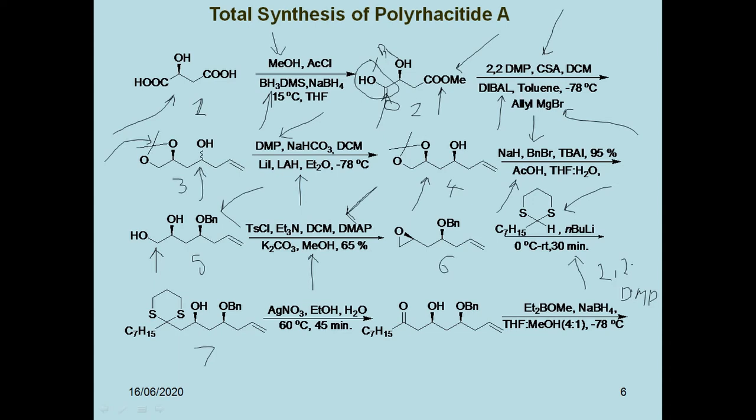Treating the compound with silver nitrate in ethanol and water, the dithiane group is removed and we will get the keto compound. A lot of processes are available in the literature, so for your convenience, you can treat the compound with silver nitrate. Then treat the keto compound 8 with diethyl boron OMe and sodium borohydride.